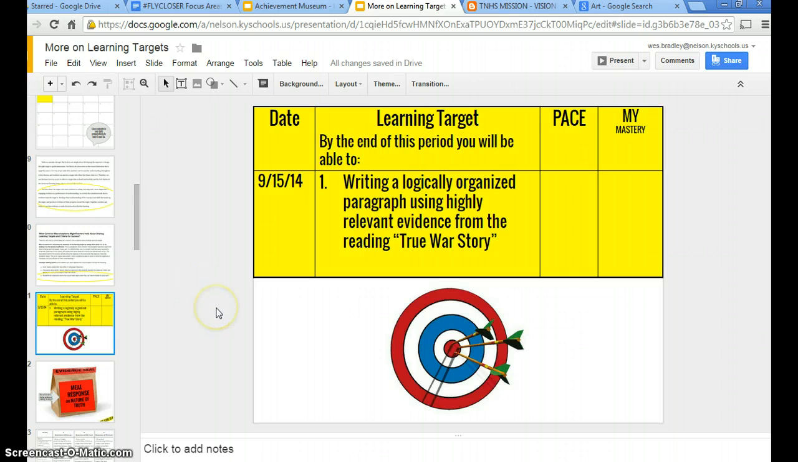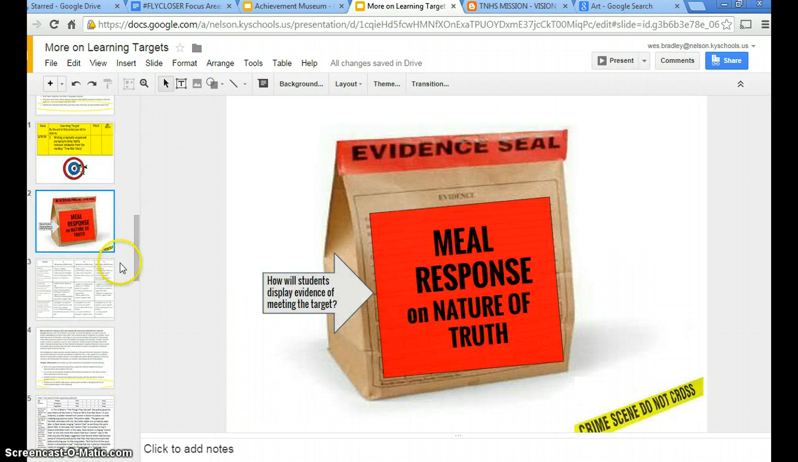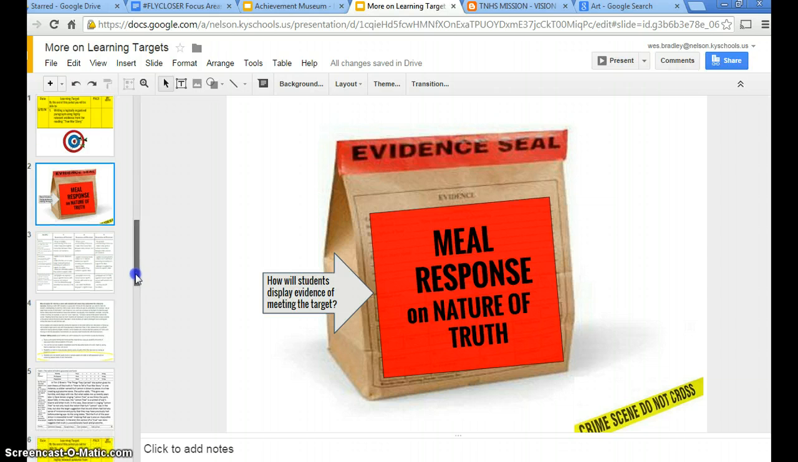As a writing teacher, I just adapted this from some things I was doing 3 or 4 years ago. I guess that was more like 6 years ago. The learning target was, by the end of the period, students will be able to write a logically organized paragraph using highly relevant evidence from reading a true war story. This is by Tim O'Brien. The evidence of learning for these students was they would be writing a meal response on the nature of truth, which is our larger question.